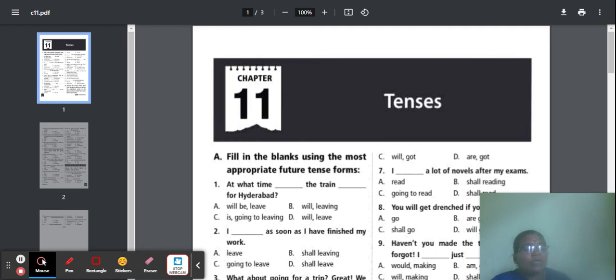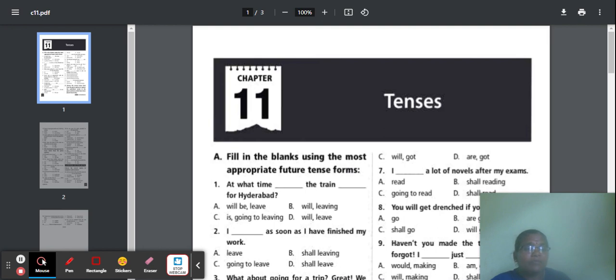So how can we say? Here we should add a helping verb. What is that helping verb? Have and has. For he, she, it we should use has. For the rest we can use have. I have driven a car. We have driven a car. You have driven a car. He has driven a car. She has driven a car. It has driven a car. They have driven a car. This is present perfect tense.